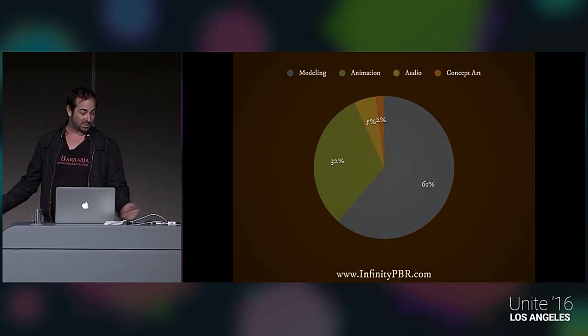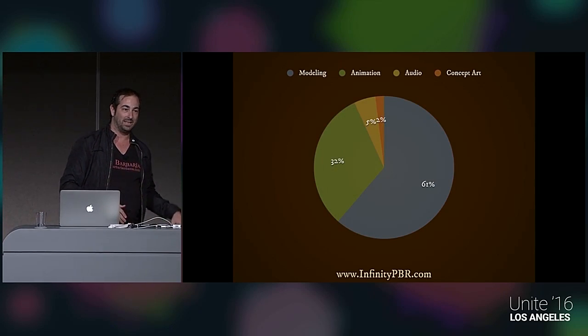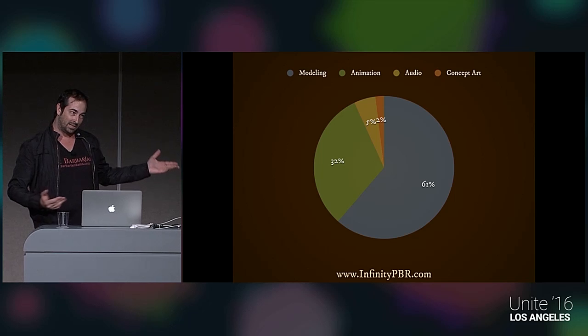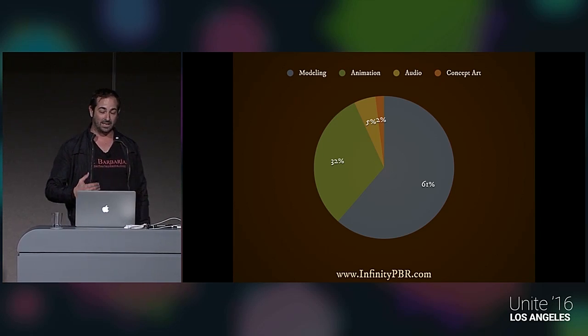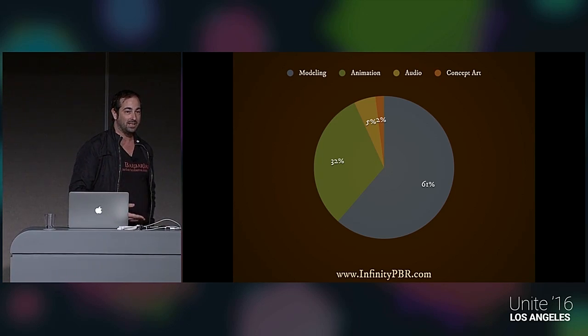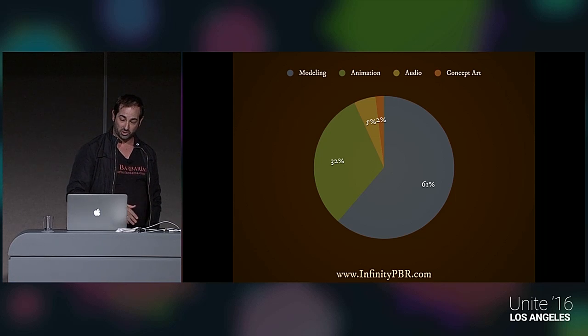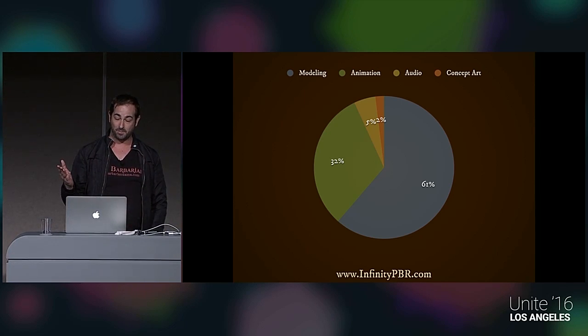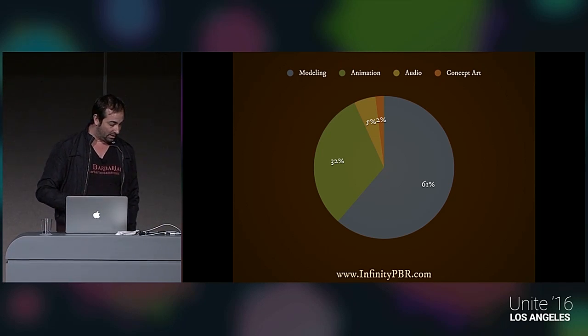All right, the most of my money I've spent was on modeling and animation. So these are characters, of course. So they take models and animations. I've been adding audio, music, and concept art recently. So those are a smaller portion. Next year they'll be higher because not every package has those yet.